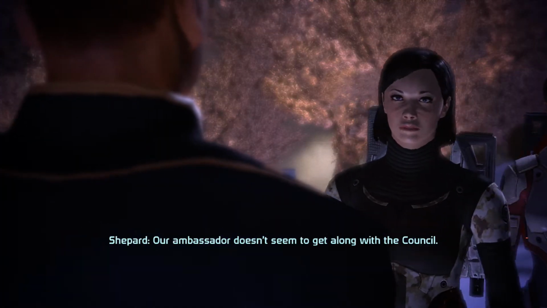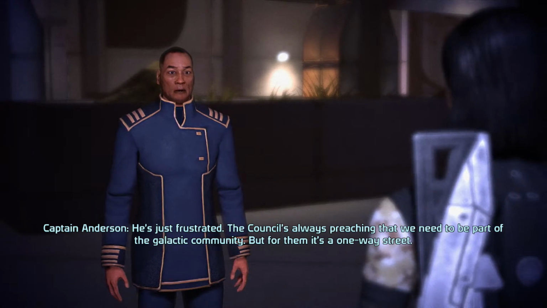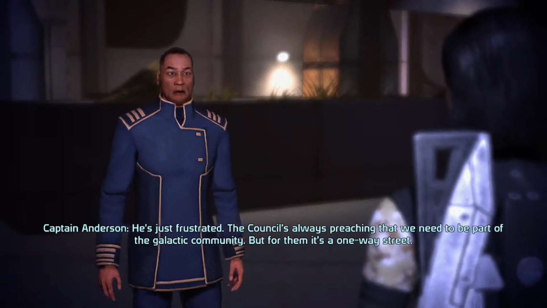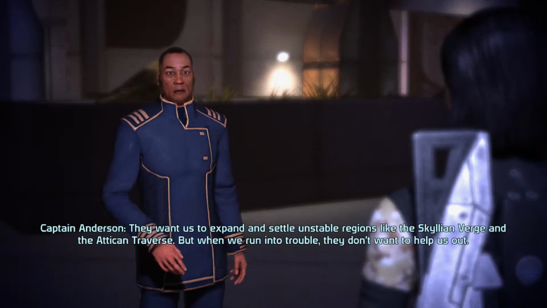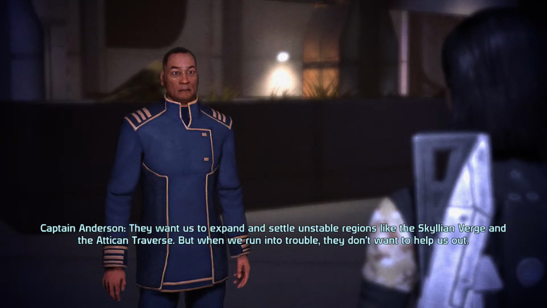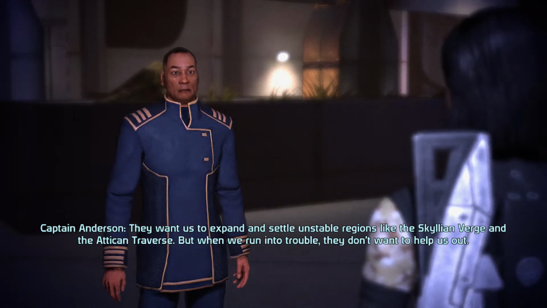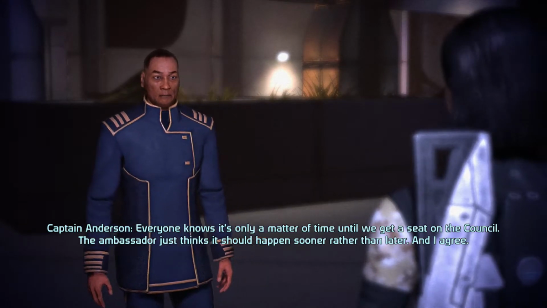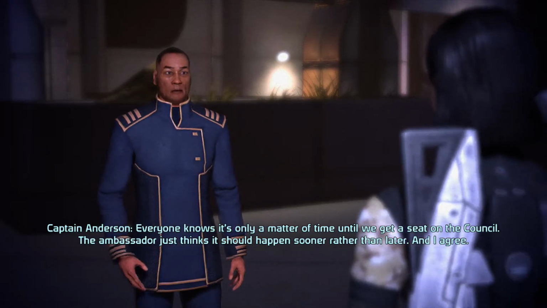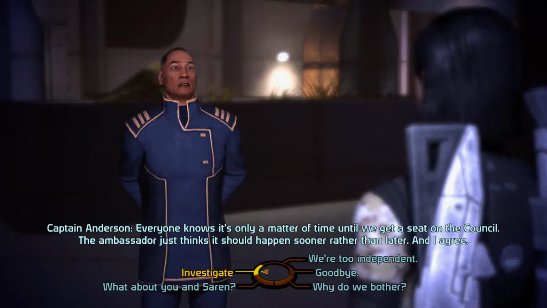Our ambassador doesn't seem to get along with the Council. He's just frustrated. The Council's always preaching that we need to be part of the galactic community. But for them, it's a one-way street. They want us to expand and settle unstable regions like the Skillian Verge and the Attican Traverse. But when we run into trouble, they don't want to help us out. Everyone knows it's only a matter of time until we get a seat on the Council. The ambassador just thinks it should happen sooner rather than later. And I agree.